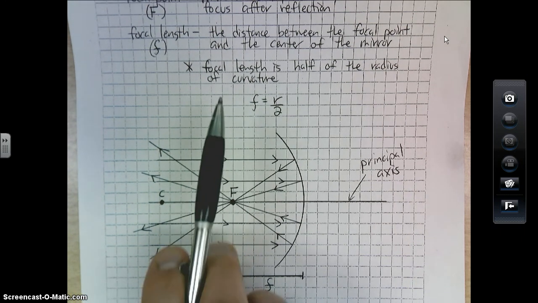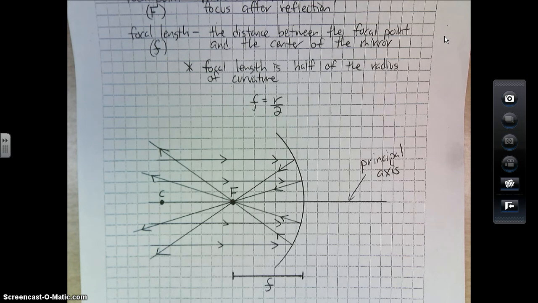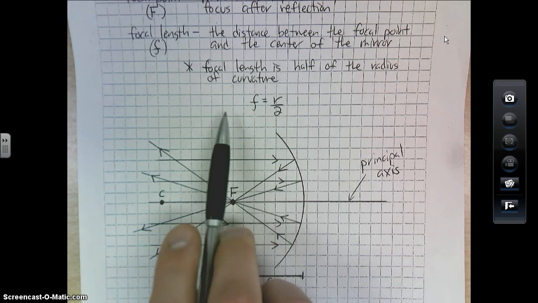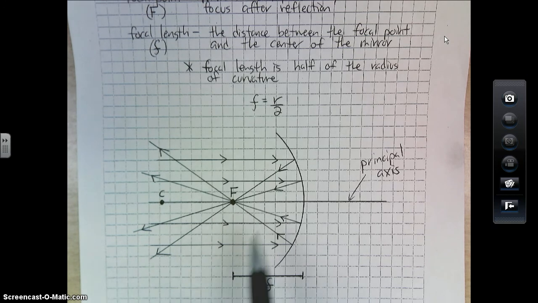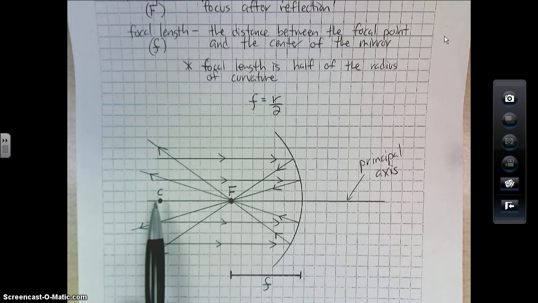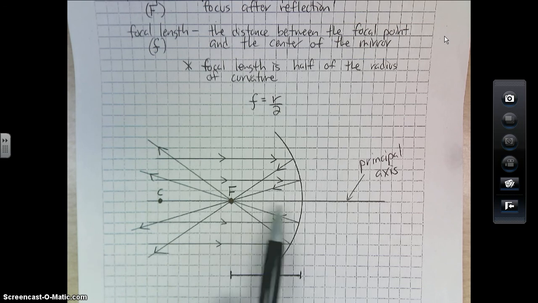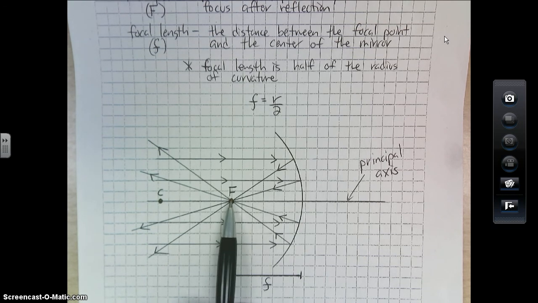It is important to understand that the focal length is half of the radius of curvature. So if this was a complete circle that went all the way around, okay, I should make it a little bigger like that. This point right here would be the center of that circle, or from here to here would mark the radius of that circle. Then halfway between is the focal length.